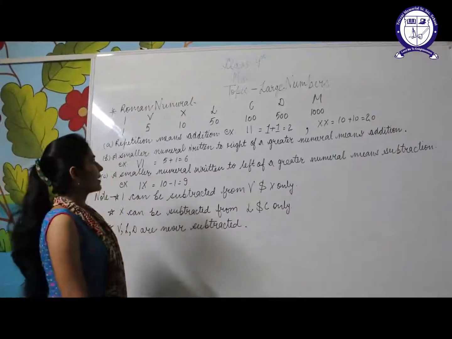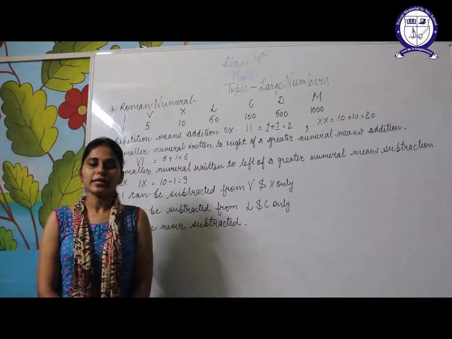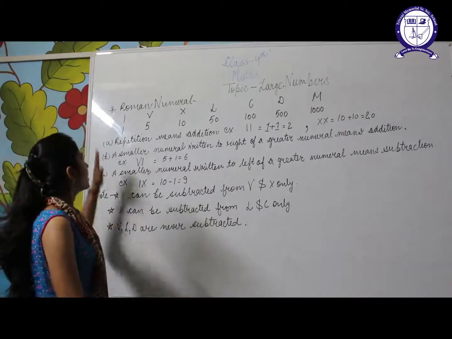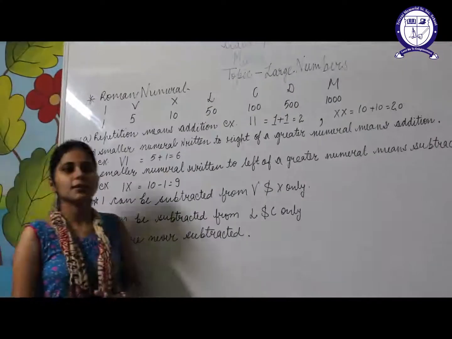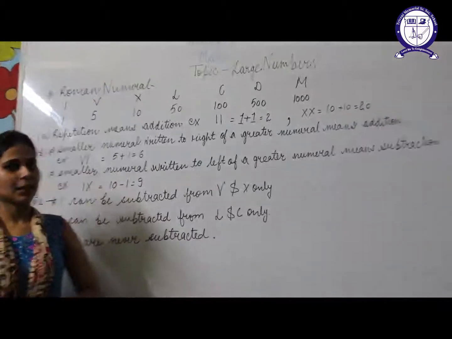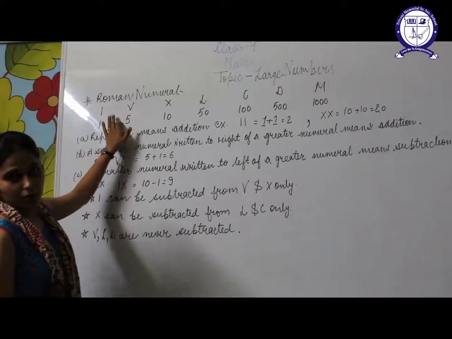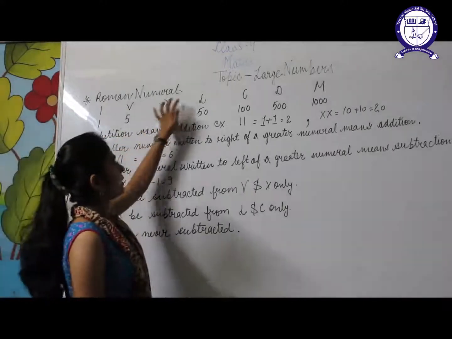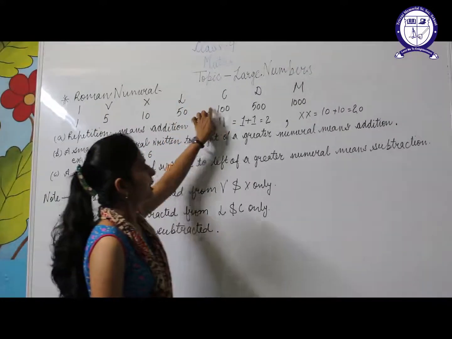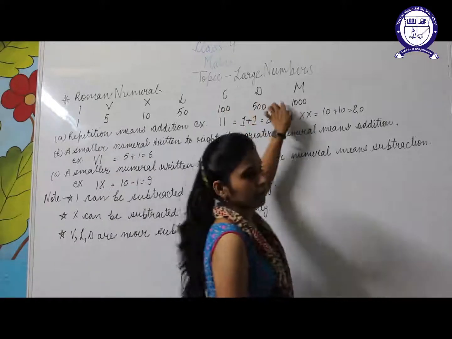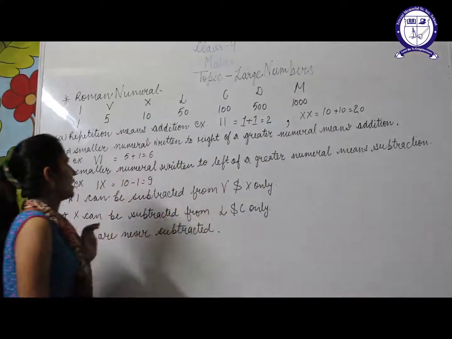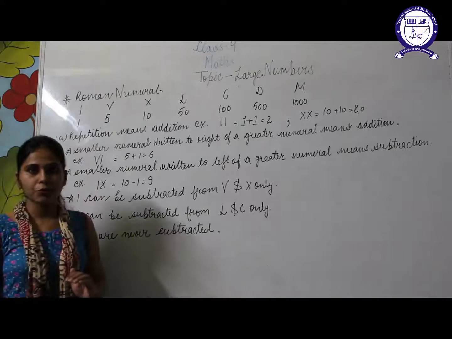So let's come to our next topic, students. Here is our next topic of Roman numerals. Let's discuss the symbols. One thing is that Roman numerals are always written in capital letters, students. So I is for 1, V for 5, X for 10, L for 50, C for 100, D for 500 and M for 1000. Students, there are some rules to write the Roman numerals.